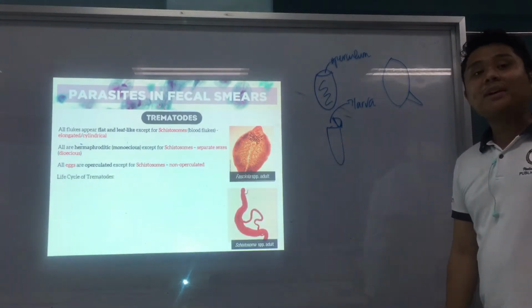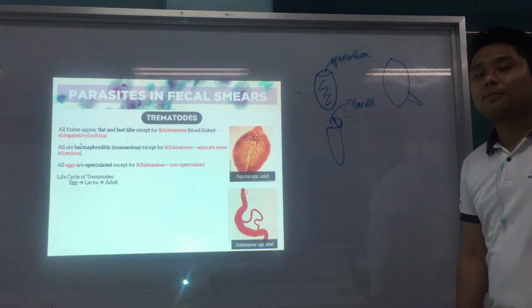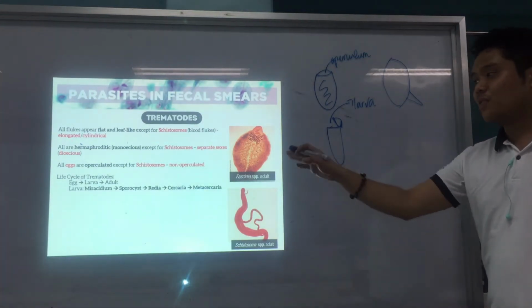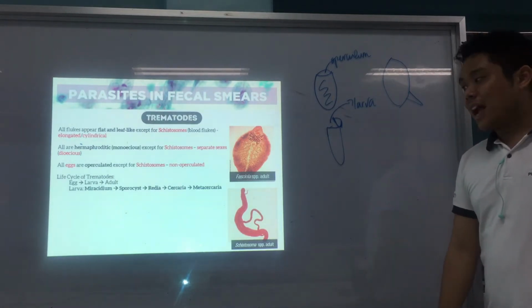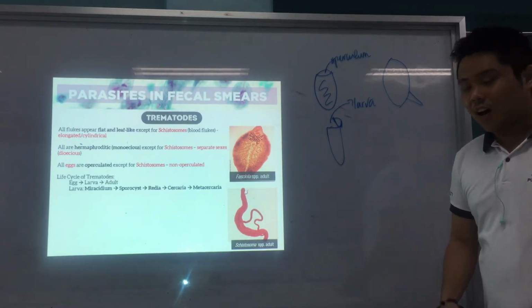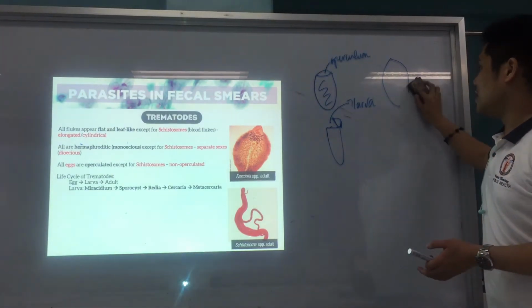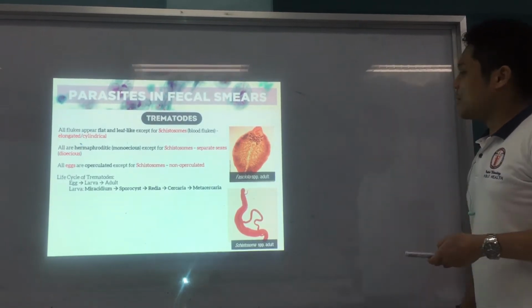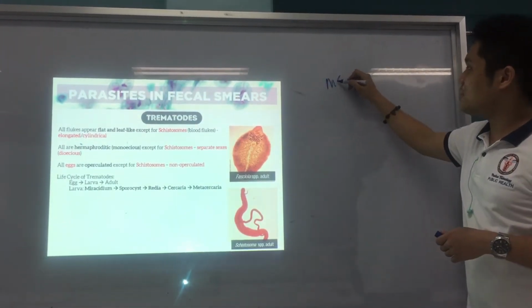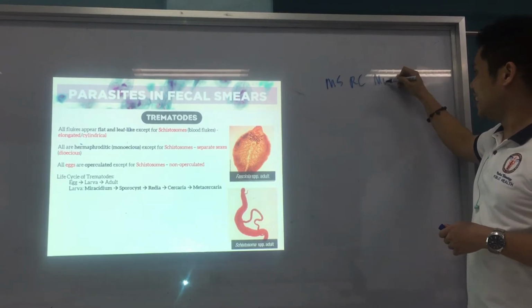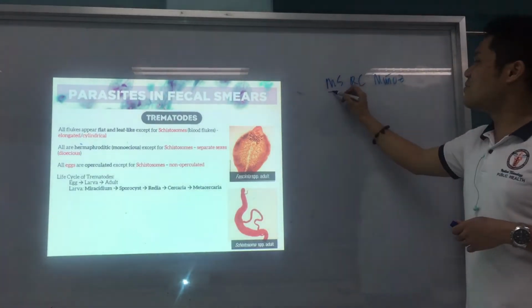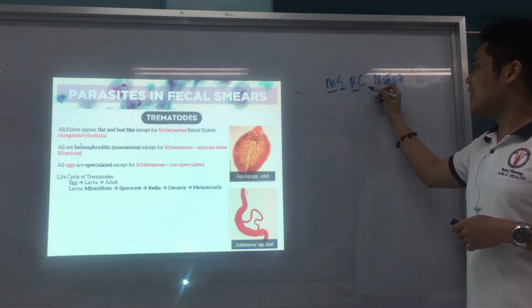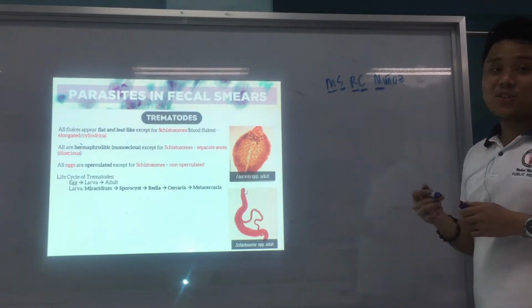Next, we have the life cycle of trematodes. It still follows the same as your nematodes: egg, larva, adult. But the larva has different stages. We have miracidium, sporocyst, redia, cercaria, and finally the metacercaria. So I have a mnemonic for that. Don't worry. Credits to the review center. For the larva stages, Miss R.C. Munoz: miracidium, sporocyst, redia, cercaria, and finally the metacercaria.